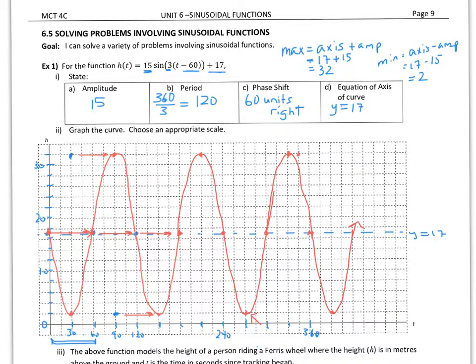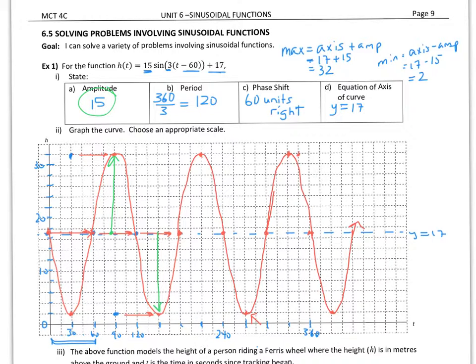The radius of our wheel should equal the amplitude, because if we think about the axis as the middle of the wheel, the distance up to the top would have to be the same from the middle down to the bottom. So your amplitude really is the radius of the wheel. So the amplitude is 15, the radius of the wheel will be 15.